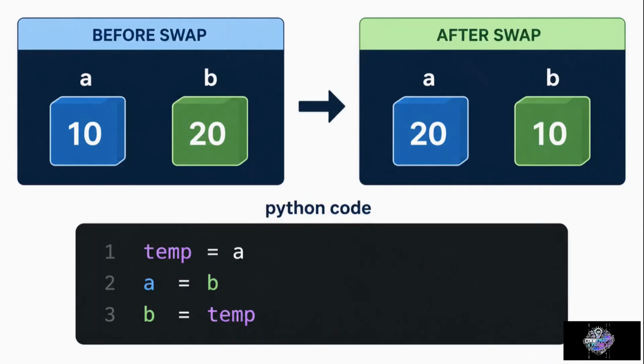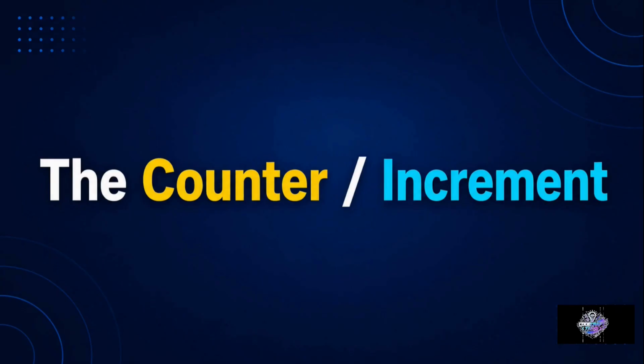To swap them, you need a third, temporary glass. In coding, we call this a temporary variable. You store value A safely, move B into A, and then bring the original A back into B. Please look at the Python code above.